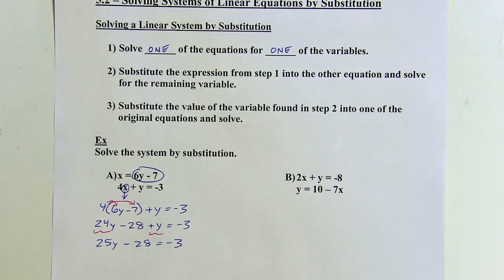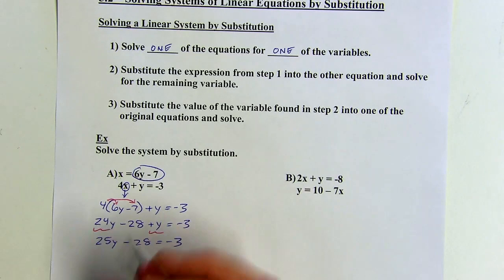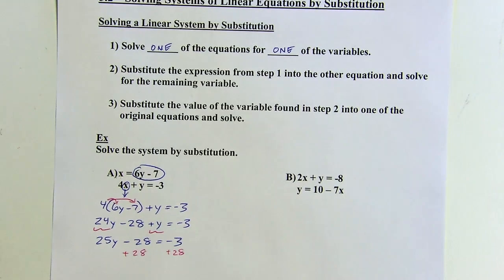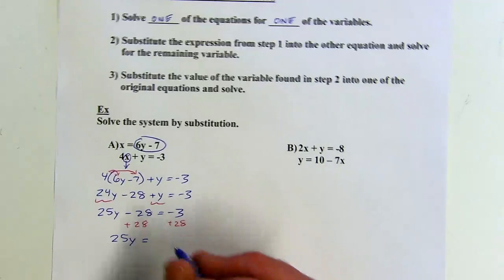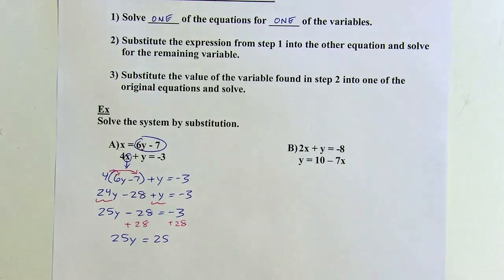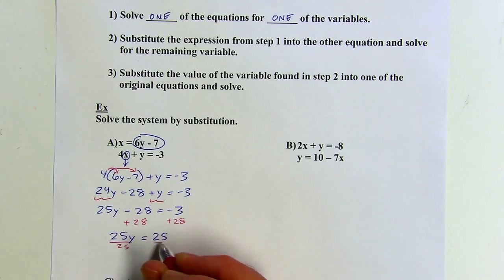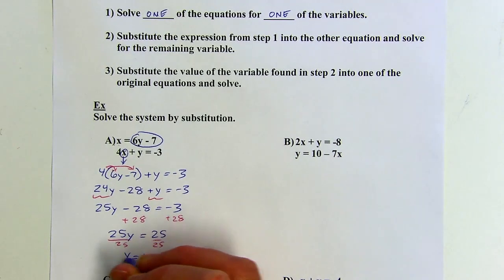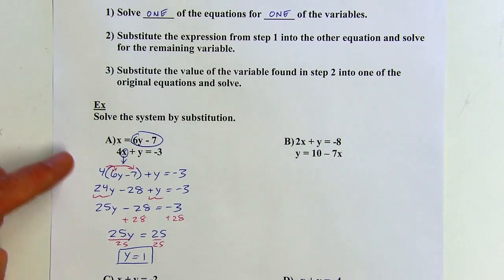Okay, and now I want to combine the negative 28 and the negative 3. I also want to isolate the y, so I'm going to add 28 to both sides. Now I have 25y equals 25. And then finally divide by 25. And then y equals 1. Okay? Now, that is part of my answer, but it's not the complete answer.